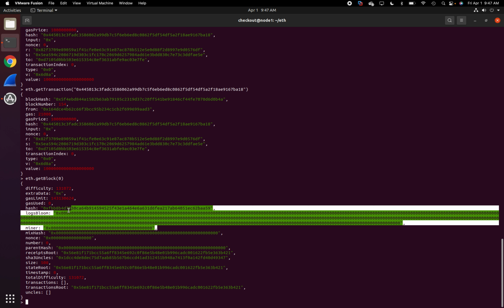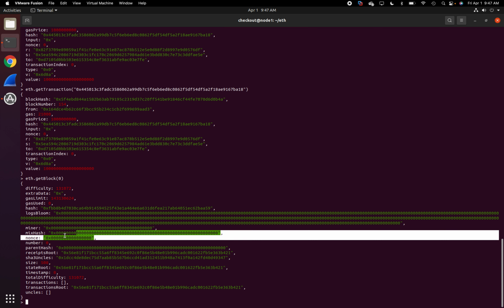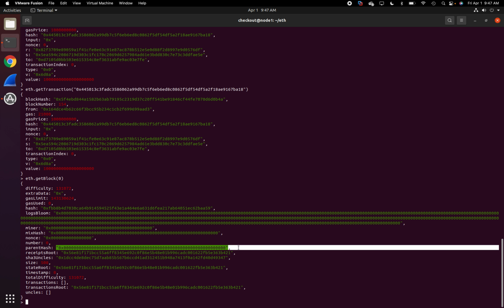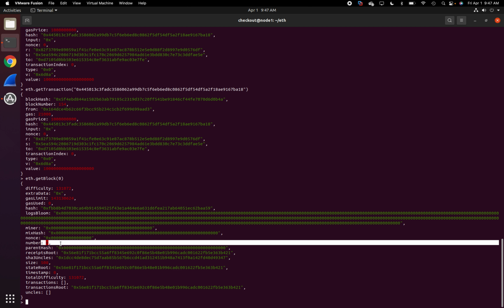Logs bloom, geth doesn't have the setup by default, I believe, so we won't see that. Mix hash, the nonce, the number, and the parent hash will all see change in the second one, because that's when the ETH66 internal protocol assigns these values through RLPx encoding. We have the timestamp, which is 0, which is another indication it's the genesis block. The zeros for the number is also another indication.